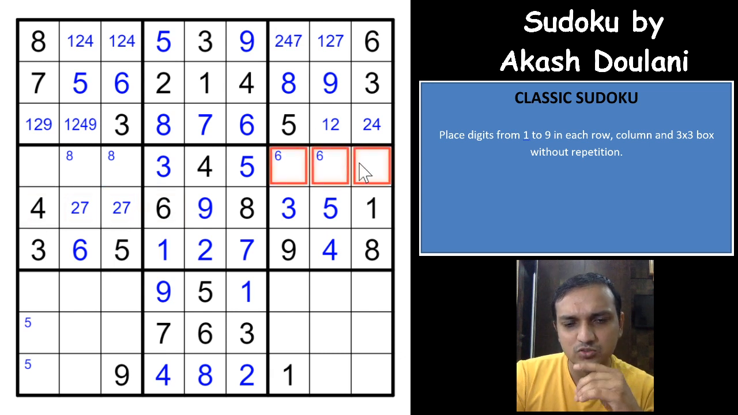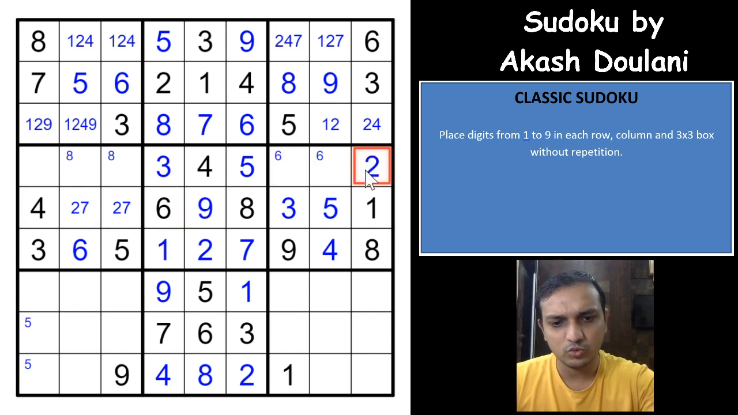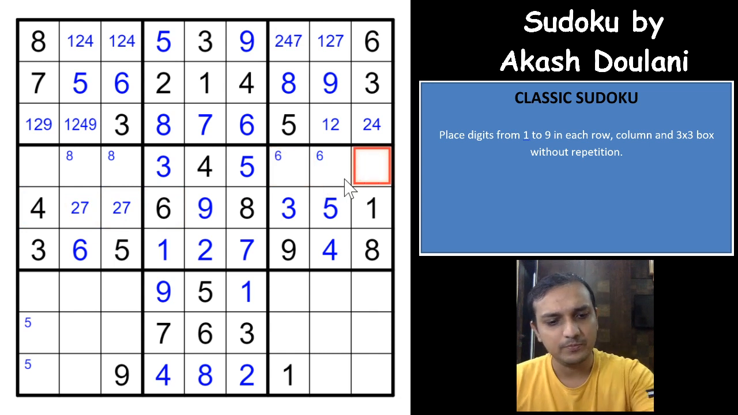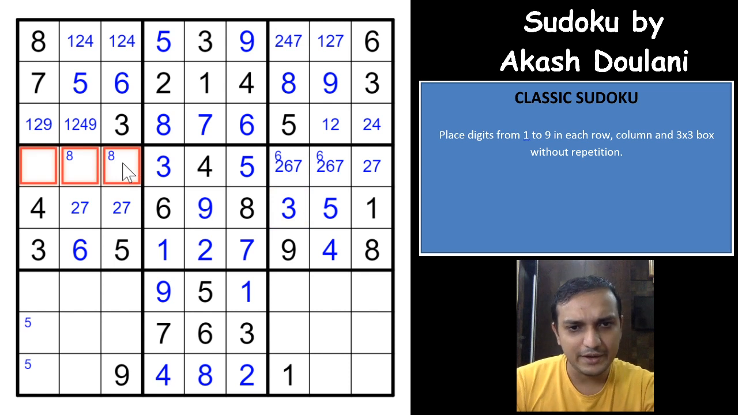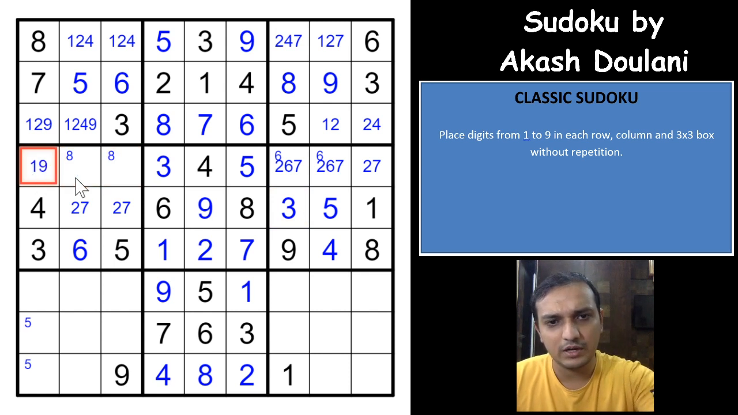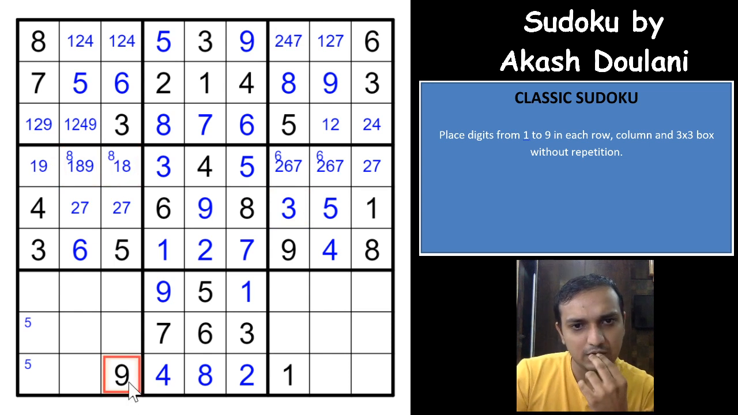And these 3 digits would have to be 2, 6, and 7, right? And this would have to be 1, 8, and 9. So 8 cannot be here. 1 and 9, and 1 and 8 because of the 9 here.